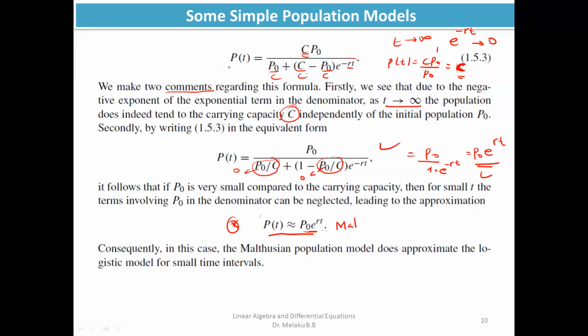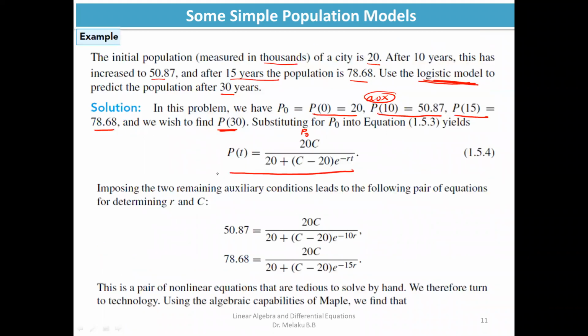This is the logistic model. Upon substituting P naught, we obtain this one. Now we have to impose the second auxiliary conditions, at 10, which is 50.87, and at 15, which is 78.68. Then these both things will help us to find the constant C, the carrying capacity, as well as r.